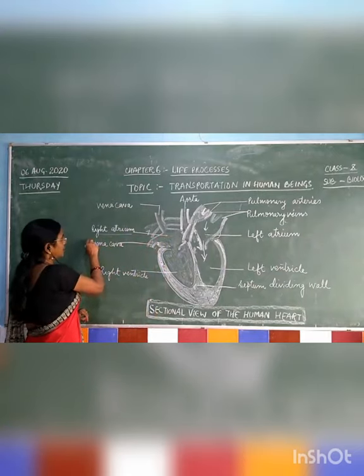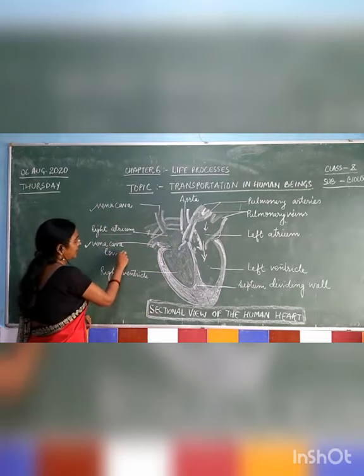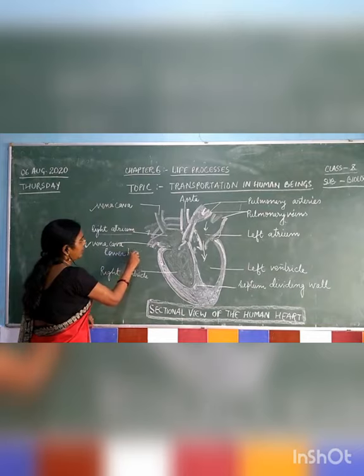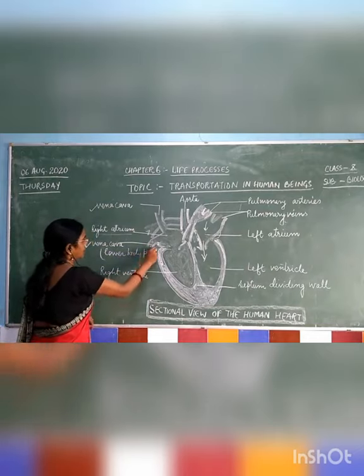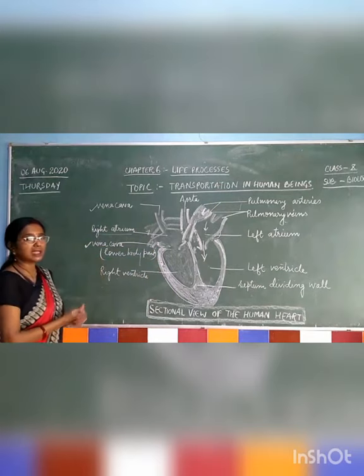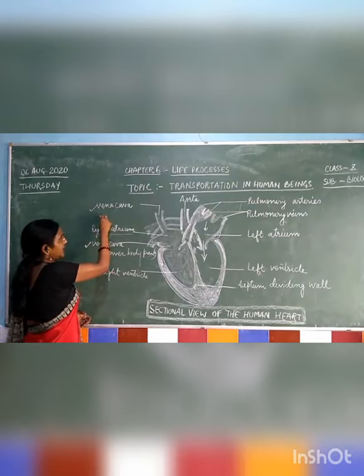By means of two veins, the vena cava. This one is from the lower body part. It will collect blood from the lower body part. You can also call it the inferior vena cava. This other vena cava collects blood from the upper body part.